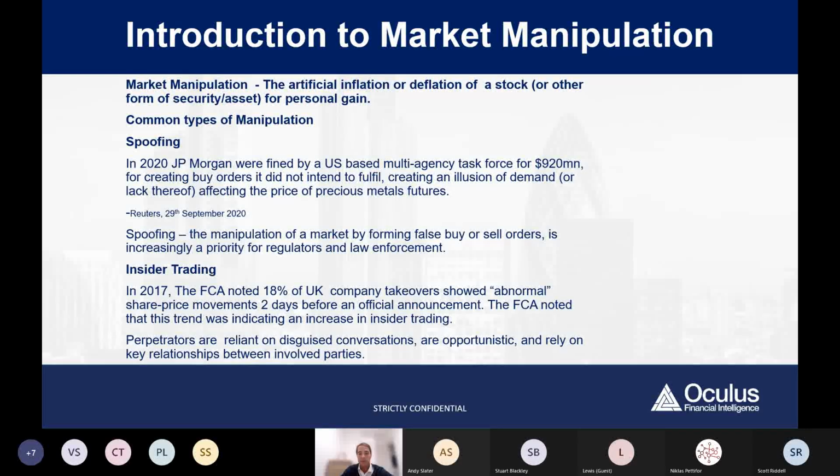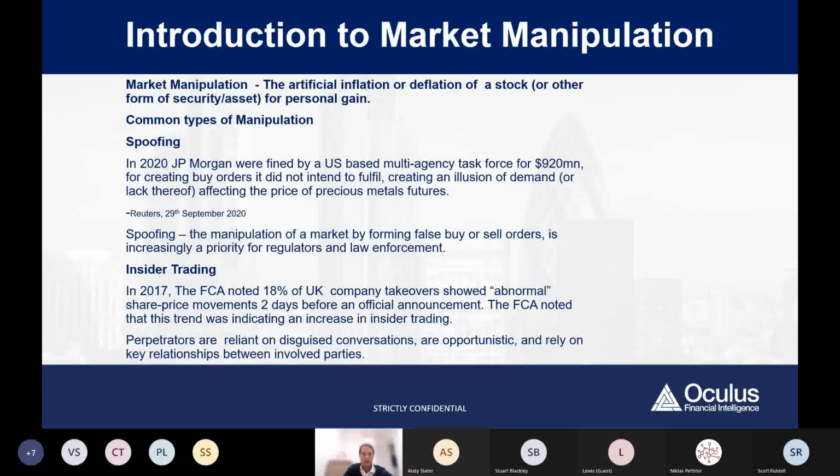What's the commonality of all of these? The commonality is all human use for financial profit and gain. This is a huge problem for financial investigators and regulators: preventing and investigating market manipulation. And now I'll explain to you how that's going and why this can be improved. In 2020, JP Morgan were fined almost 1 billion for market manipulation.